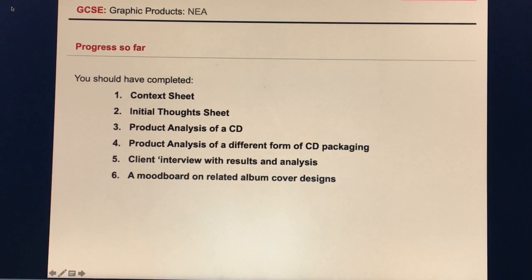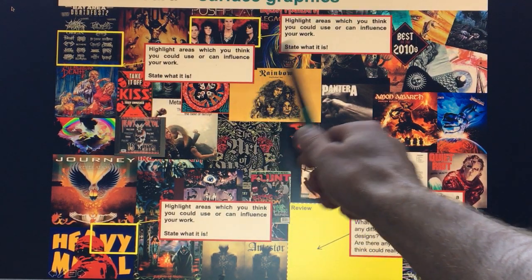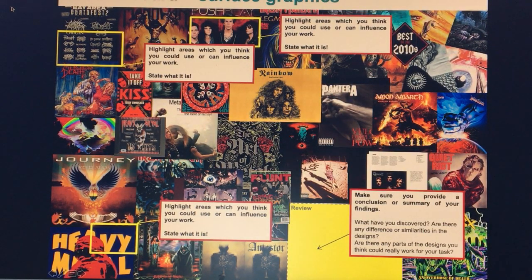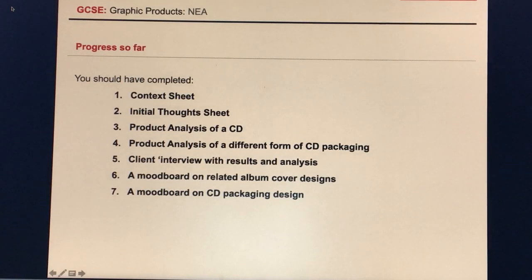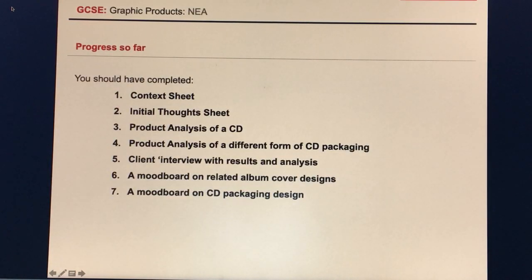One relates to the album cover, so you should have decided upon the genre of the album cover. In this case it's some form of heavy metal, and we've got some analysis of common elements like fonts and imagery on there. And then you've got your last mood board, which is your CD packaging. So you're looking at different forms of CD packaging to help you when you come to do your initial ideas, which you started, the surface graphics, when we've been in school. So there are your 7 elements for section A.